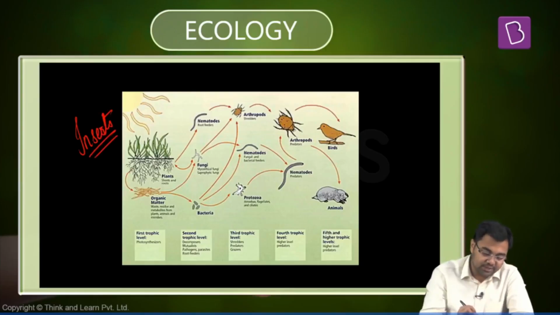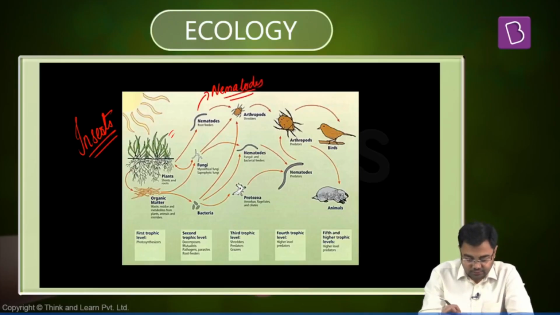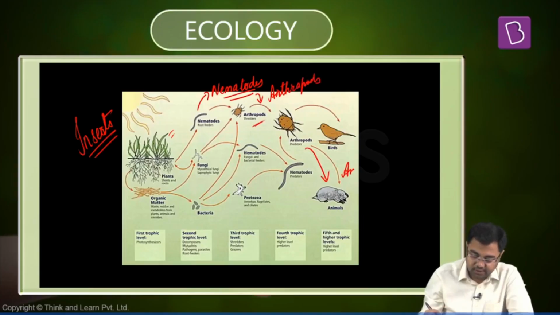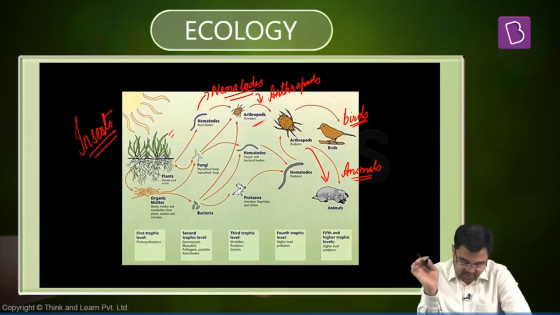So again, primary consumer being the plant. From the plants you have nematodes, which are the primary consumers here. From there you go to the next one, which is arthropod, and then from there either to animals or to birds. So this is another example of a food chain.